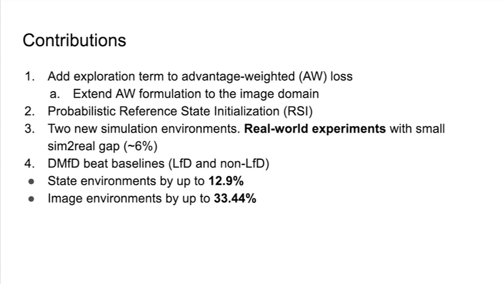Third, we create 2 new simulation environments for cloth folding with 1 robot arm. We deploy DMfD on a real robot with minimal sim-to-real gap, indicating that it can work in real-world settings. Finally, DMfD outperforms LFD and non-LFD baselines on both state and image-based environments. Next, we discuss the results of the image-based environments.